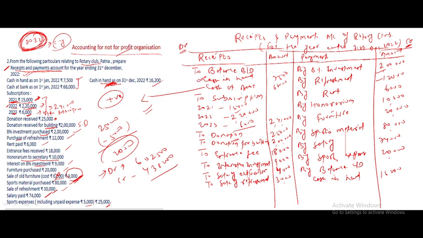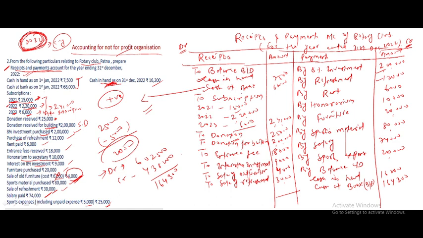If we start with the opening cash balance, then we close with the closing cash balance. If we start with the opening bank balance, then we must close with the closing bank balance. So we balance with cash at bank. Find the difference between these two amounts: 6,02,500 minus 4,38,200, and we get 1,64,300. This is the closing bank balance, 1,64,300.